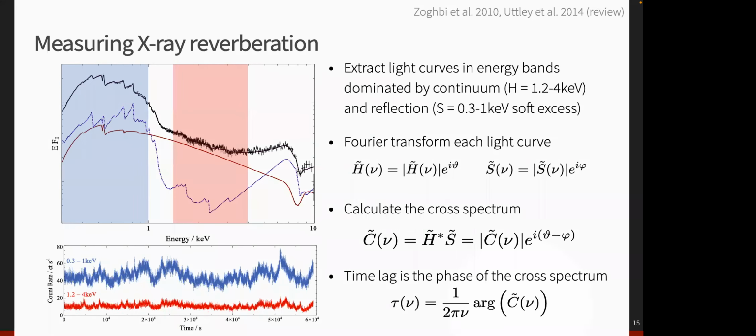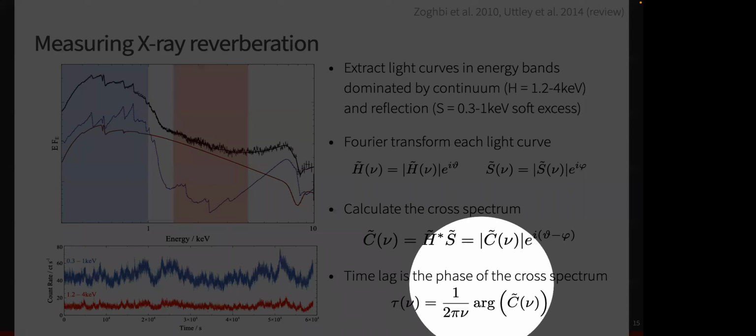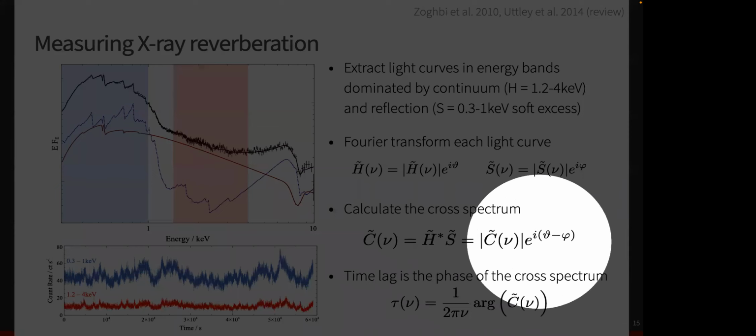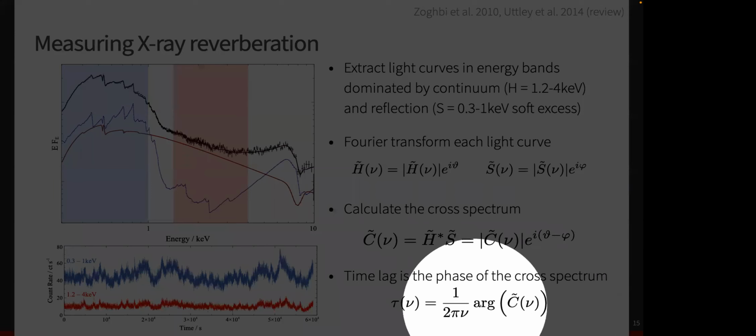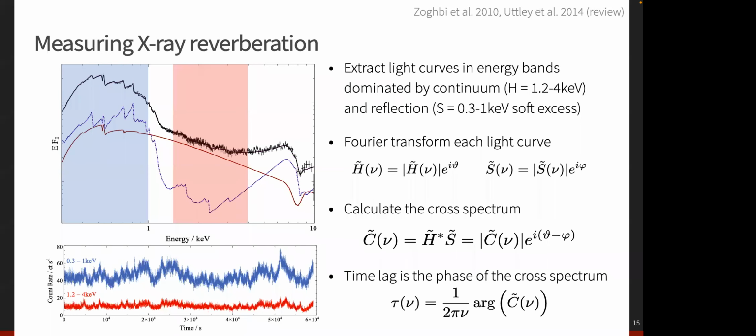But then we can easily turn an angle, if it's a sine wave, into a time delay just by dividing the argument of this cross spectrum. So this theta minus phi term here is the phase delay. If we just divide it by 2 pi times the frequency, we turn the phase lag into a time lag. But what's critical here is that we're measuring this time lag for every single Fourier component that makes up our light curve. So we can measure different time lags in the fast components of the variability and in the slow components of the variability. So what does this actually look like in practice?